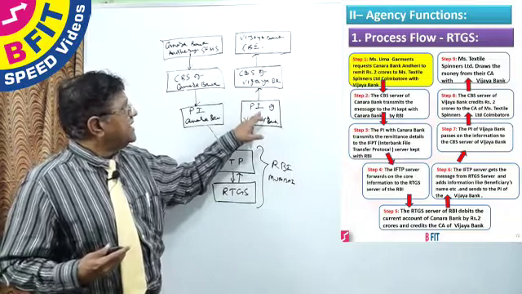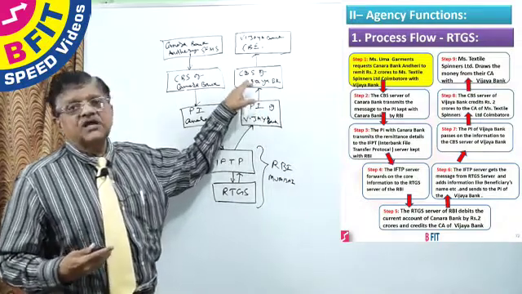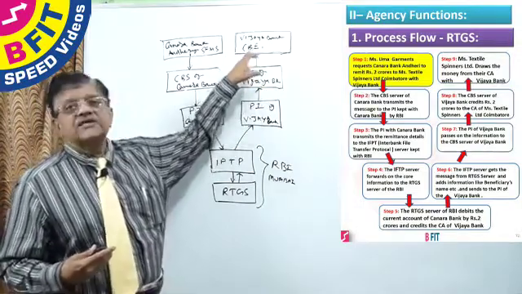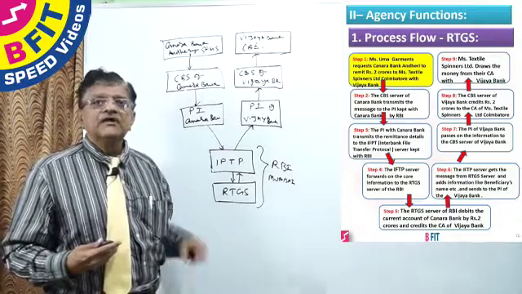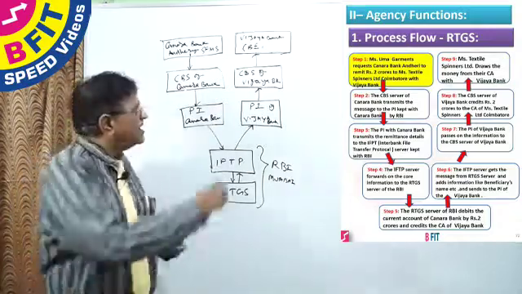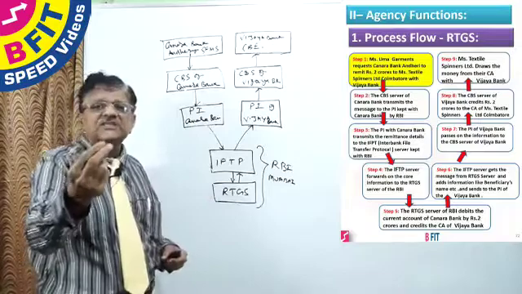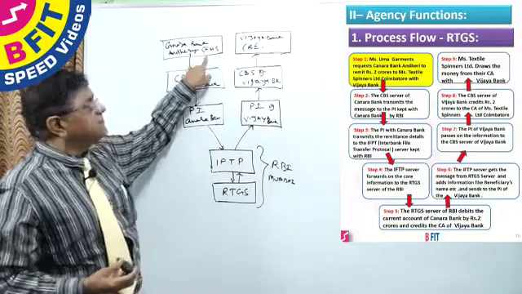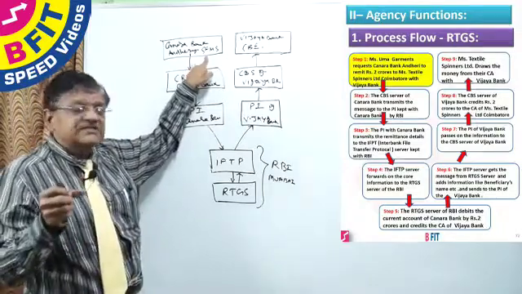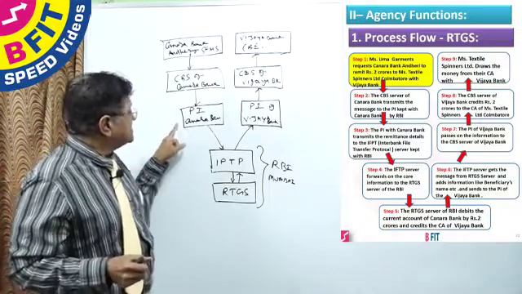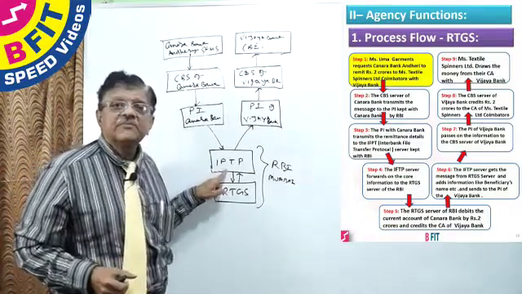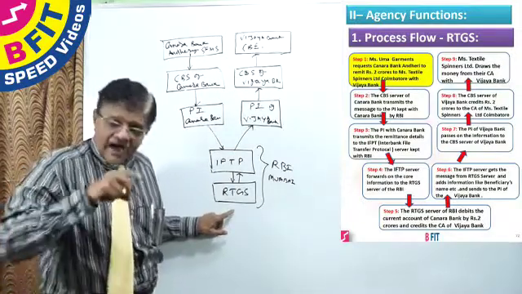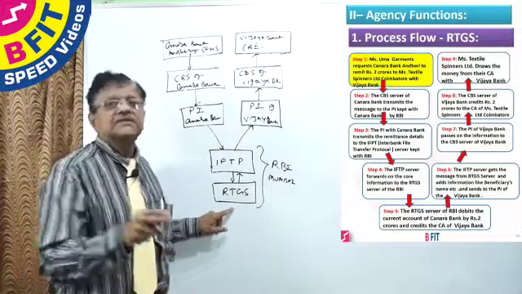From Vijaya Bank PI, it will go to the core banking solution server of Vijaya Bank, and from there it will reach the Vijaya Bank Coimbatore branch. All this will happen in 2 to 3 seconds. The moment the SFMS message is sent and the send button is clicked, it reaches PI, then the IFTP server, and then the RTGS server. The RTGS server debits the Canara Bank account and credits the Vijaya Bank account.